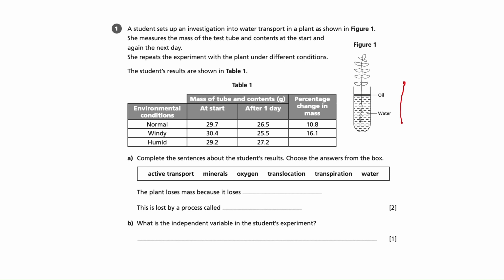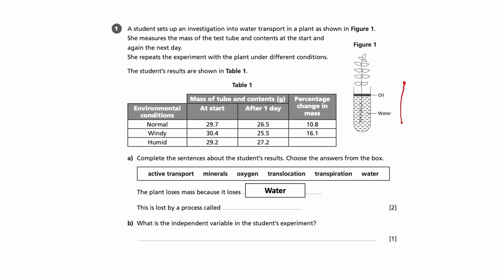So as in previous questions, we've actually got more answers available than we need. There are 6 possible answers, we only need 2 of them. Therefore, we can't use a process of elimination, we've got to select the correct answer. In this case, it is going to be water is the answer for the first one, so the plant loses mass because it loses water.